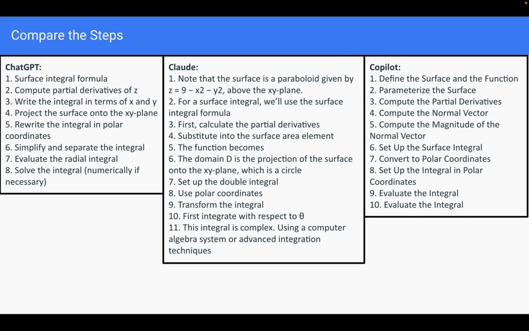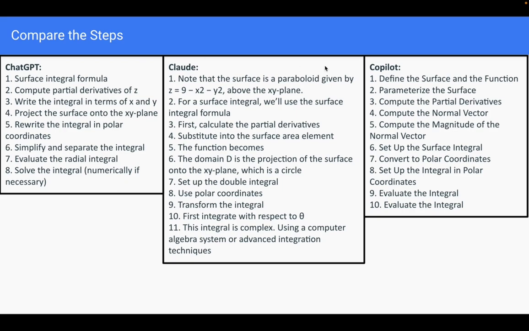So if we summarize the steps that all three outputs gave us, we can compare the process and the steps. So ChatGPT starts with the surface integral formula, computes the partial derivatives, rewrites the integral in terms of x and y, projects the surface onto the xy plane, and rewrites the integral in polar coordinates. And then it simplifies, separates, and evaluates the radical, and then solves the integral numerically.